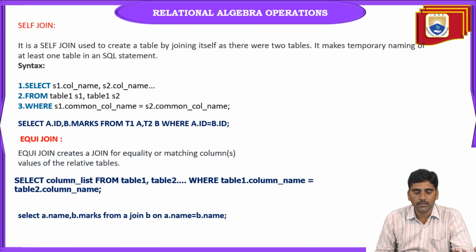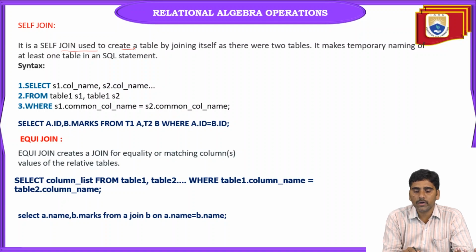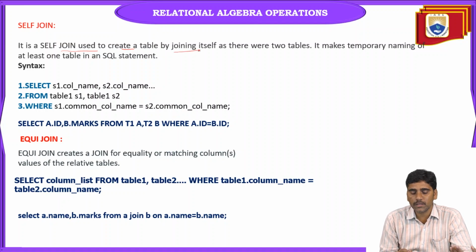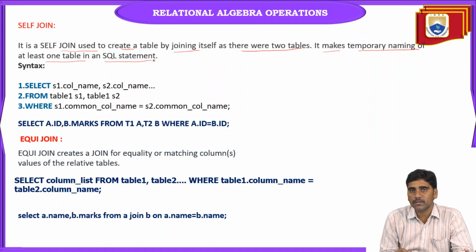The self join. It is used to create a table by joining the table with itself. As there are two tables, the table has to join itself, which means the table must have another alias name. For that you can use views also, and it makes a temporary naming of at least one table in the SQL statement.